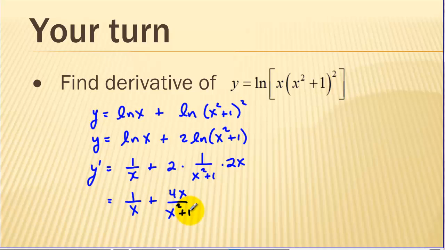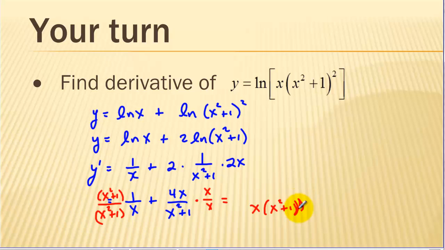Now we could possibly leave it like that, or we may, if we were trying to find critical values, want to get a common denominator. If we did that, we would have to multiply this fraction by x over x, and this fraction by x squared plus 1 over x squared plus 1. And we would have, on our denominator, x times x squared plus 1.